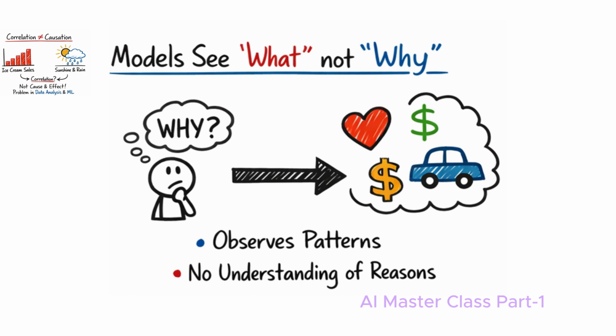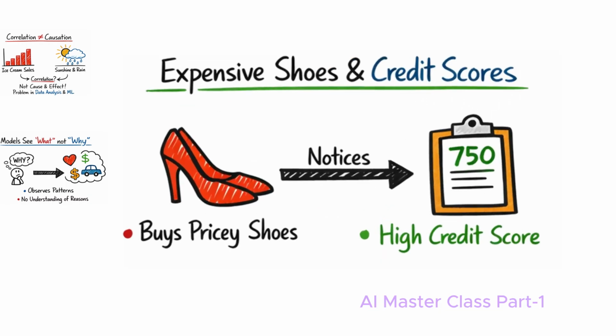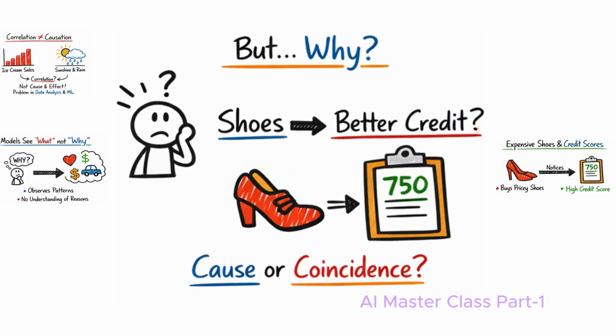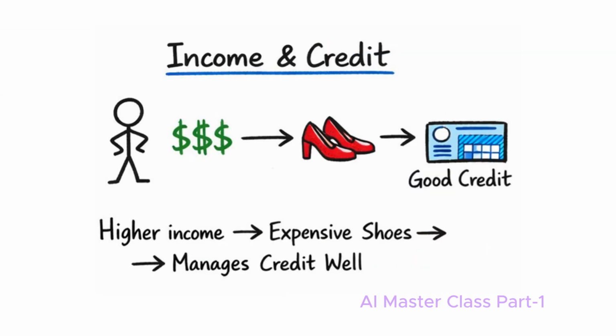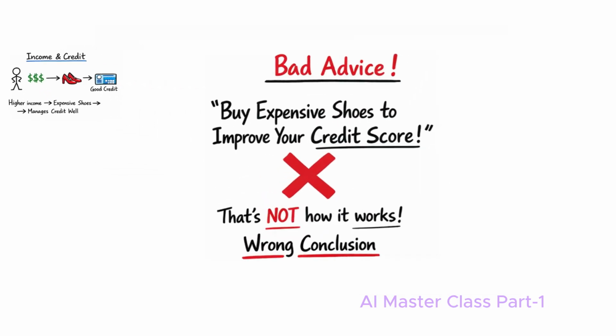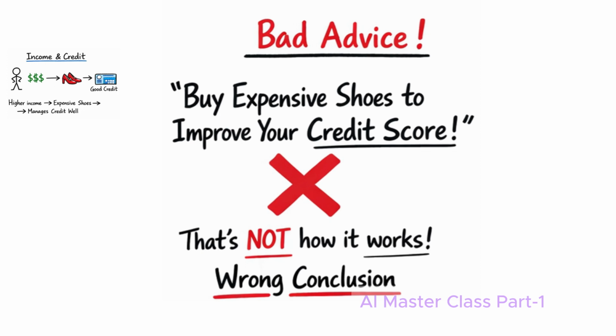Now let us understand this with an example. Suppose a model notices that people who buy expensive shoes also tend to have a higher credit score. Here we have two variables. One is buying expensive shoes and the other one is credit scores. We can say these two variables are correlated. But does buying expensive shoes cause high credit scores? Well, obviously not. It's more likely that people with higher income can afford expensive shoes and they also tend to manage their credit well. So if you build a recommendation system that says buy expensive shoes to improve your credit score, that is just completely wrong.